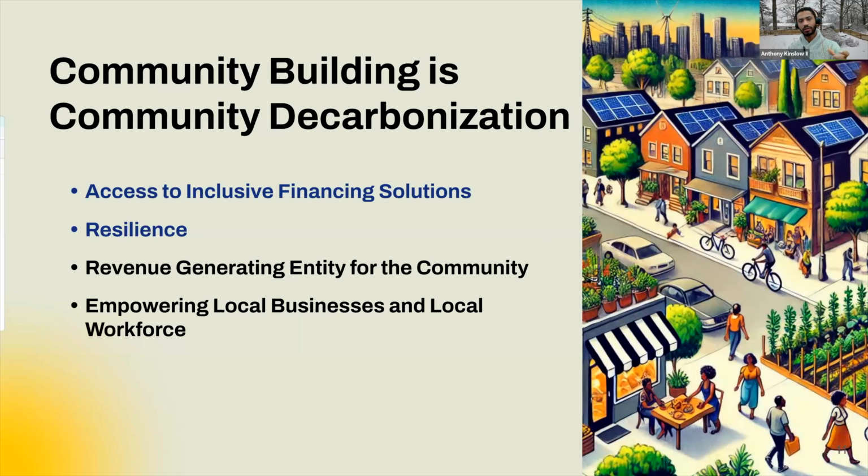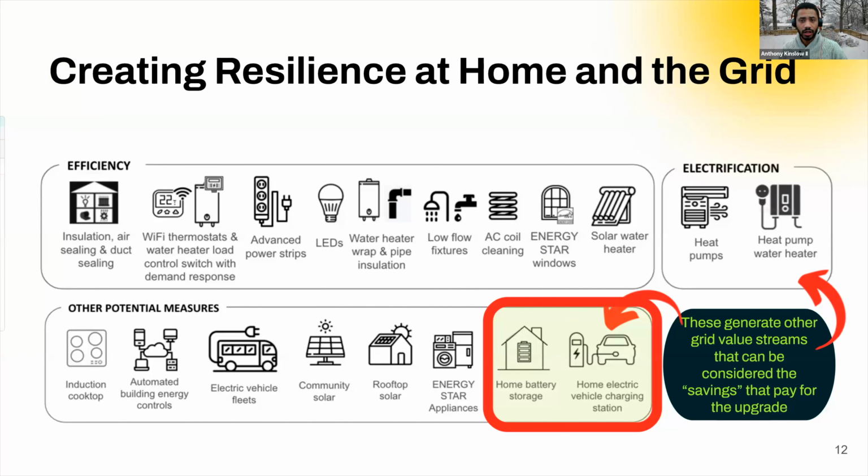Now, I talked about access to inclusive financing solutions. There's also a component of resilience to this, right? This idea of home batteries or bi-directional EV charging stations. A lot of people may not realize is that your electric vehicle, if you have it, depending on what type you have, can be plugged into your home and provide as a battery for your home. The Nissan Leaf can provide around 3 days worth of battery and energy for a home.